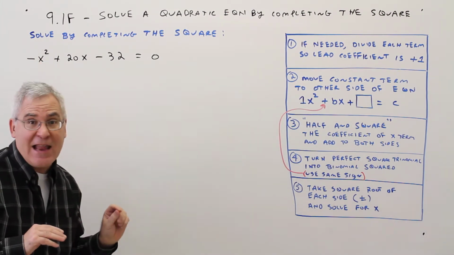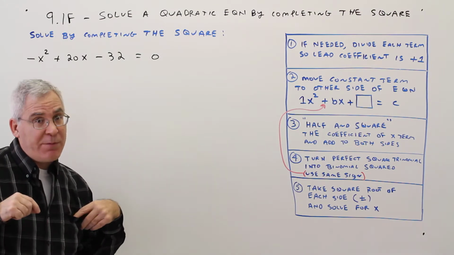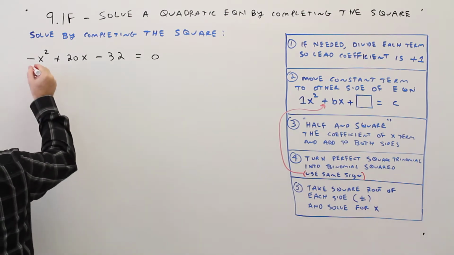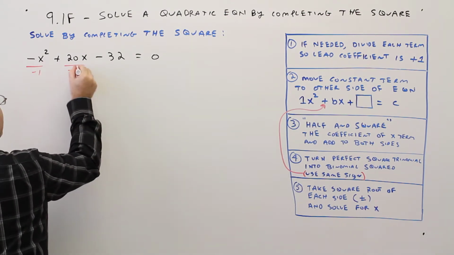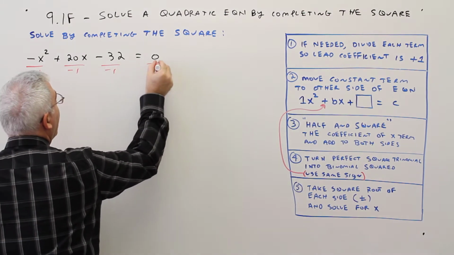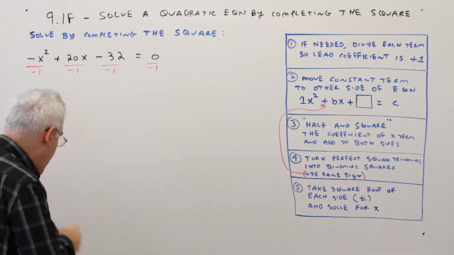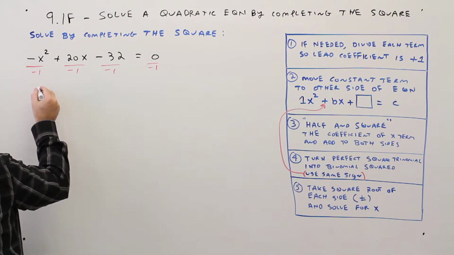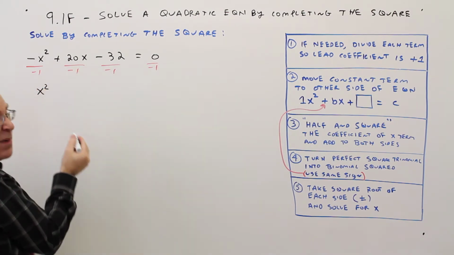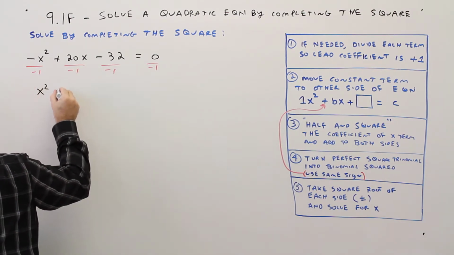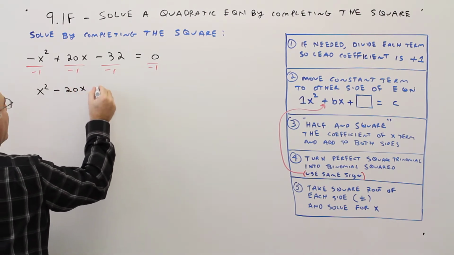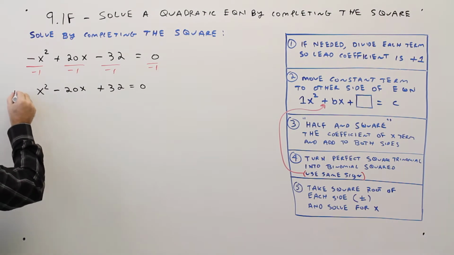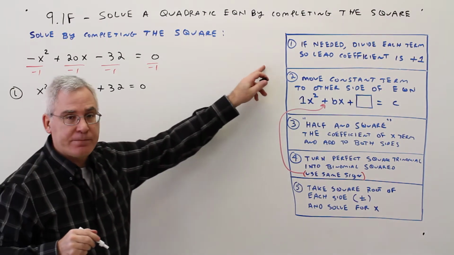Over here I've got negative 1x squared, so I'm going to divide each term by negative 1 so I get a positive lead coefficient. So divide by neg 1, divide by neg 1, divide by neg 1, divide by negative 1. After I do that, I'll get your example in your book. So you'll get x squared, basically I'm changing the signs, minus 20x plus 32 equals 0. So that was step 1.